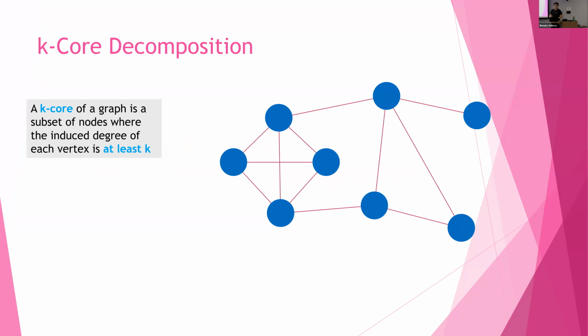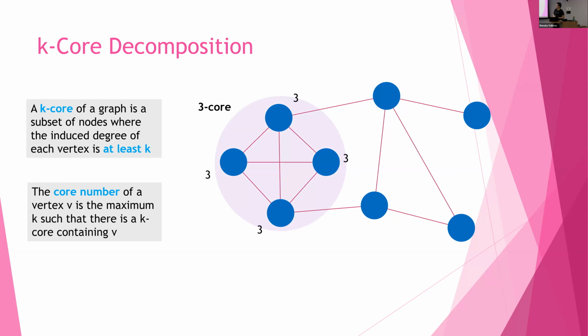All right. So first, let's define the K-core decomposition problem. The input is an undirected graph, and we define a K-core of the graph to be a subset of the nodes such that the induced degree of each of the vertices is at least K. So for example, this is the 3-core of the graph because in these 4 nodes, each of them has degree 3.